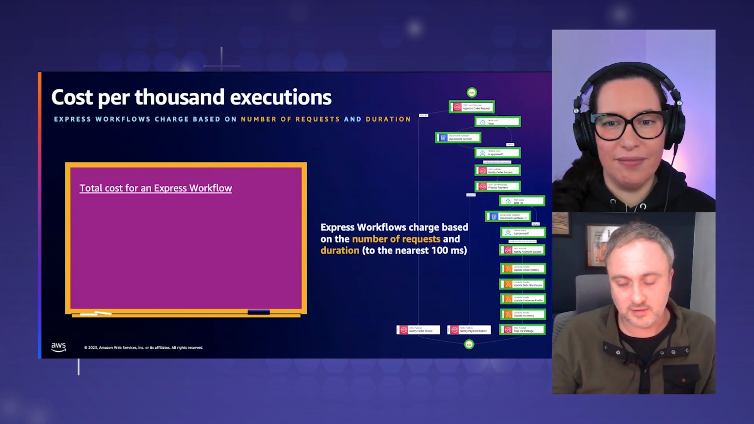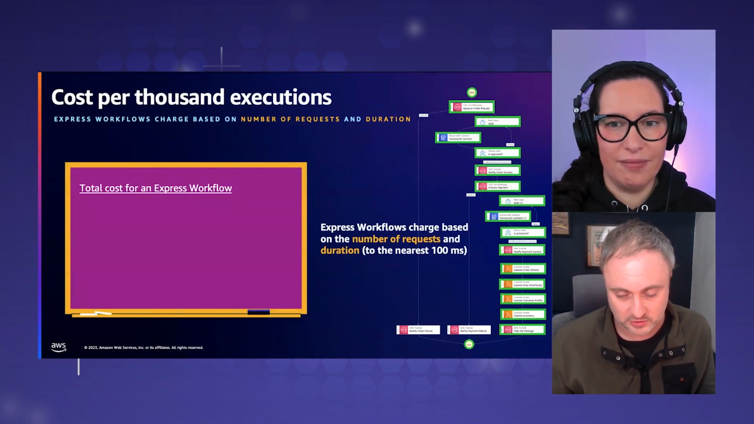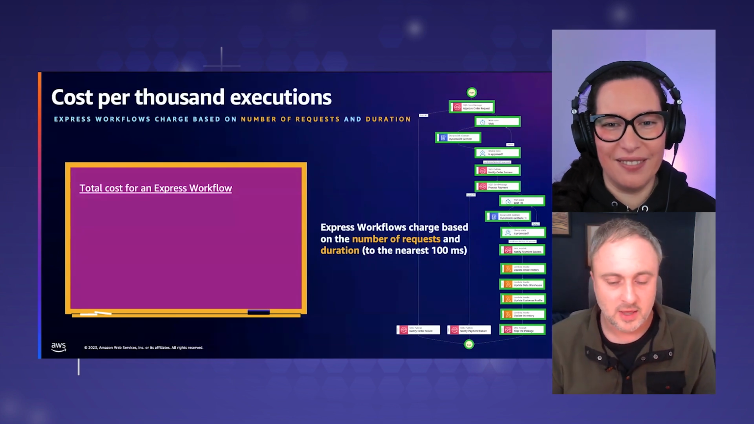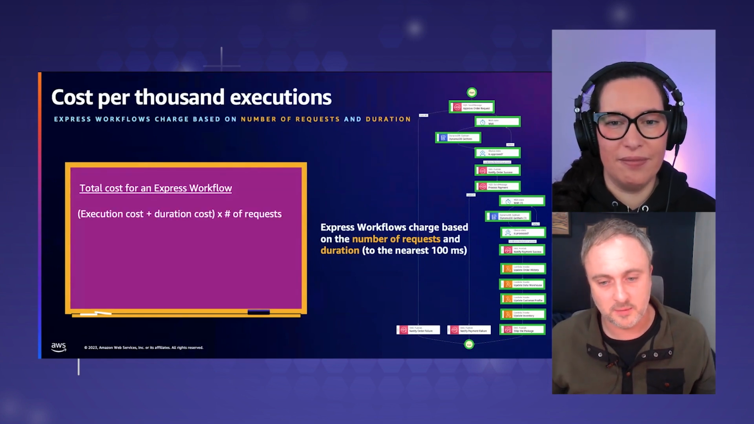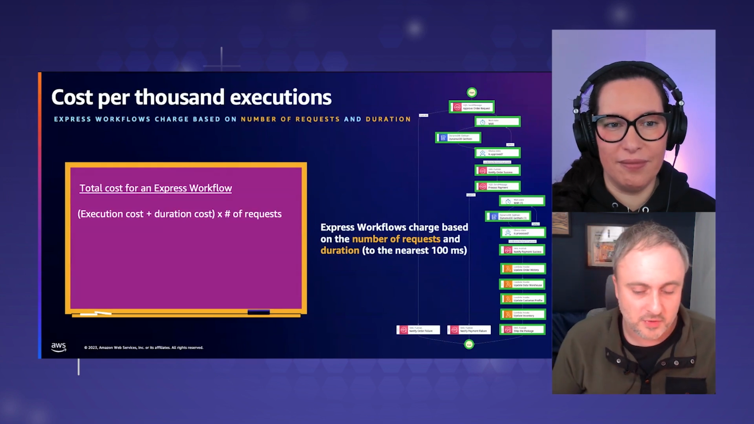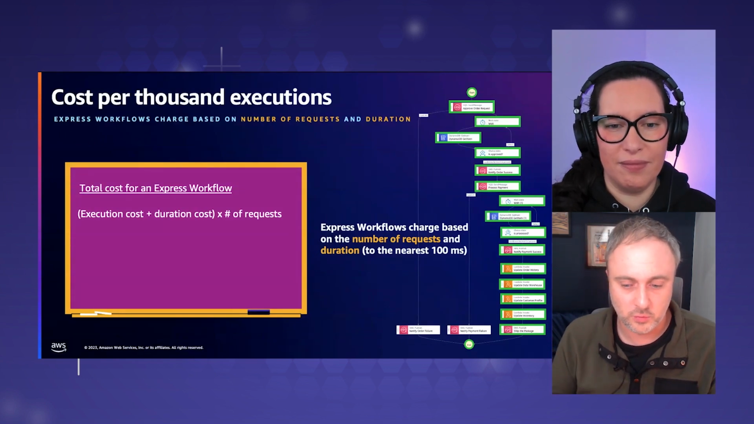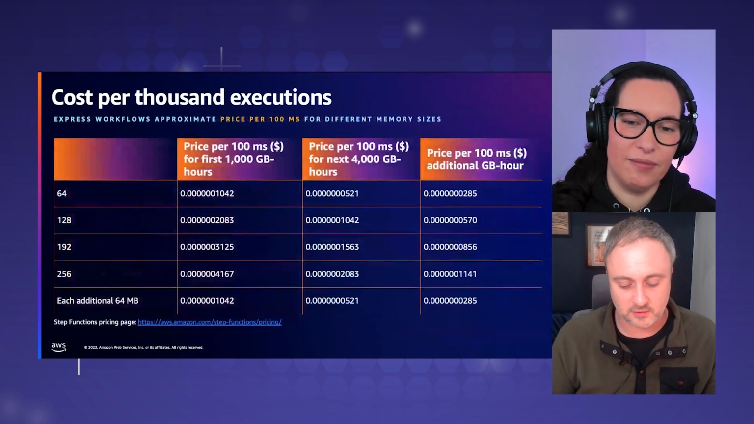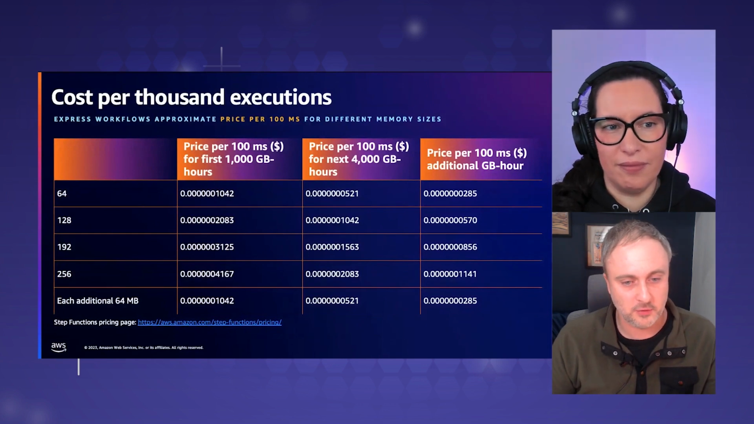For Express, it's entirely different. It's not really got anything to do with the number of state transitions, although I suppose that indirectly affects the cost. What it's about is the duration of your workflow. How long does your workflow need to complete, to the nearest 100 milliseconds? But there's also another part of that, which is how much memory the Step Functions service needs in order to run your workflow. And that's based on things like the size of the input payload and the size of the workflow definition. And it goes up in 64 megabyte increments.